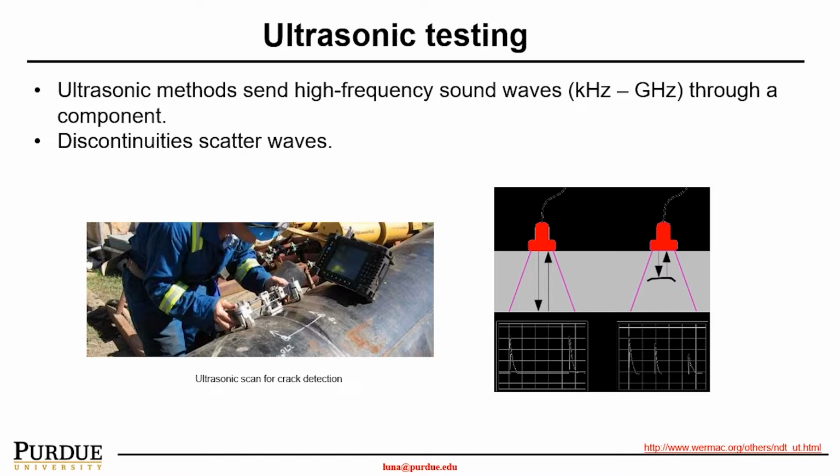Here is an example to show you how we use ultrasonic testing for pipeline inspection. Basically, we generate a high-frequency sound, from kilohertz to gigahertz, into the material. In this case, it's a pipeline, and based on the reflectance and the scattering attenuation of this wave, we can identify if there is a defect or not. In this particular case we use what we call the A scan.